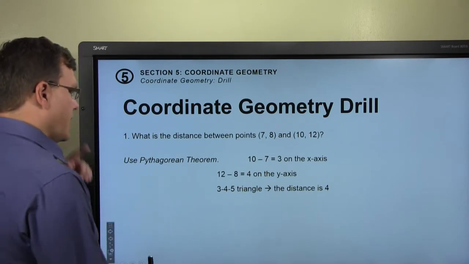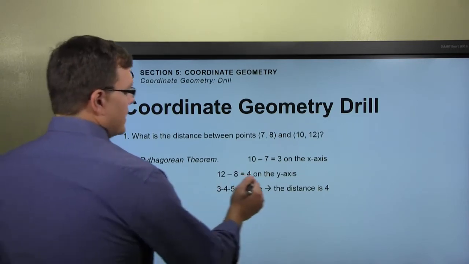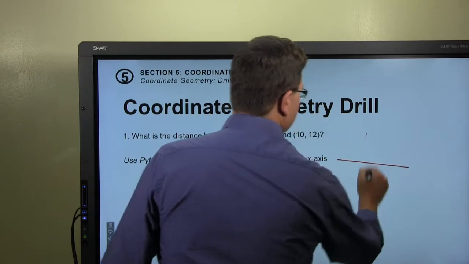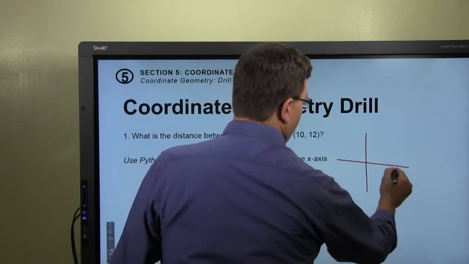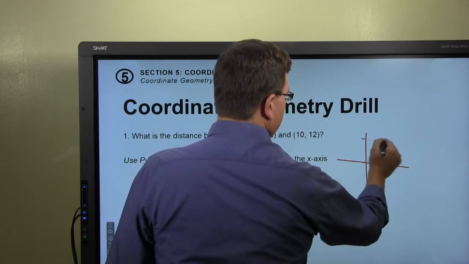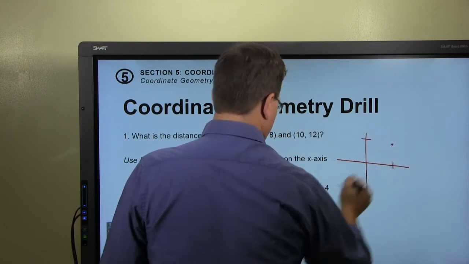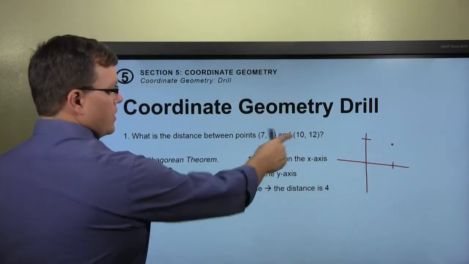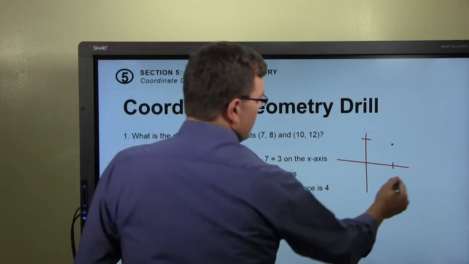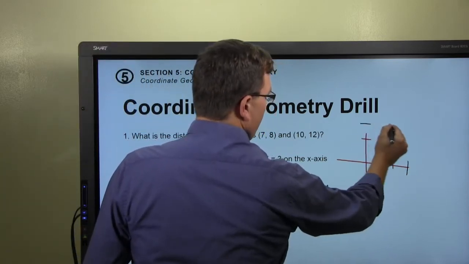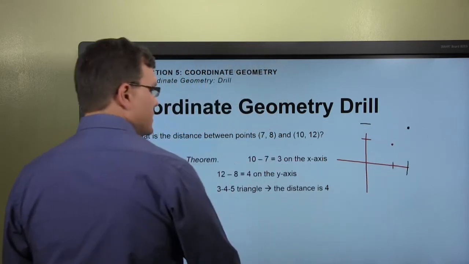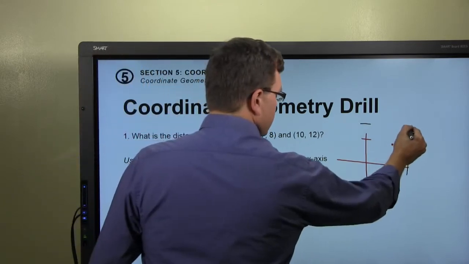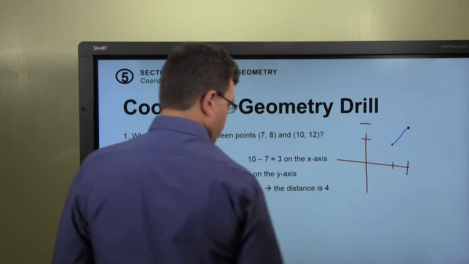Let's plot these 2 points out real quick and see what we get, okay? So we're looking for point 7, 8. So let's say that's 7, let's say that's 8, and let's come right here. And then we're looking for point 10, 12. So take 10 over here and say 12 is about up here. So we're looking for a point like about this. And this is the distance we're trying to get.